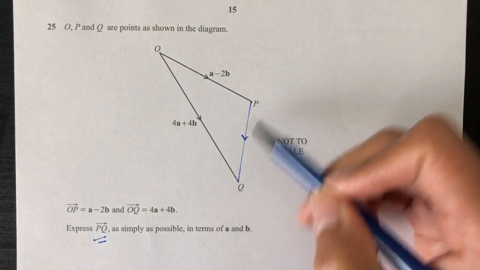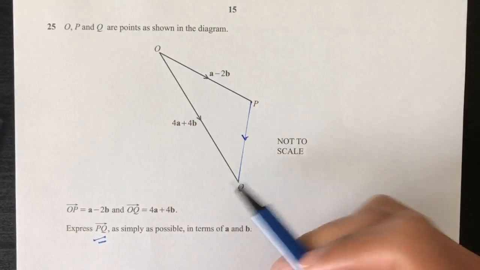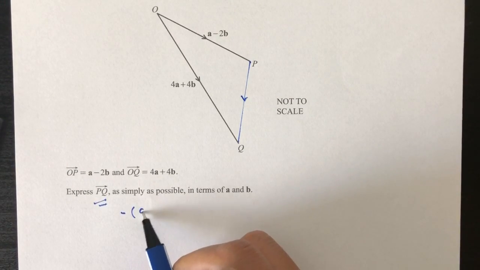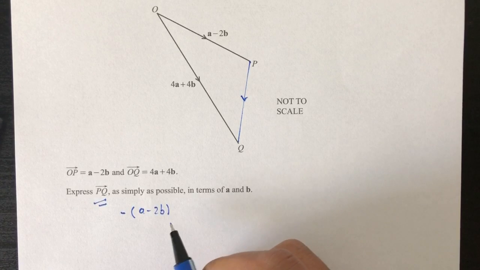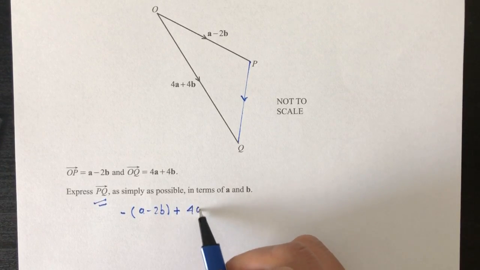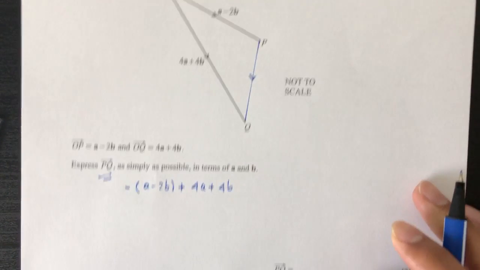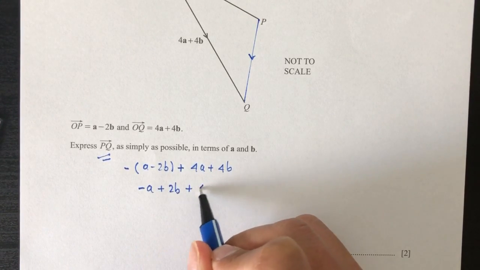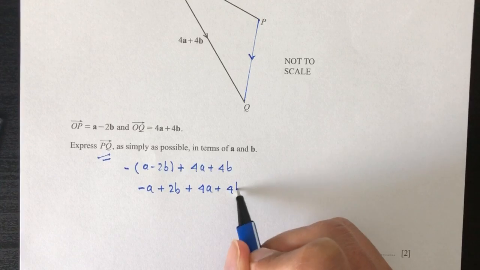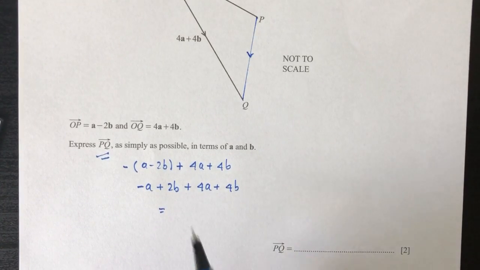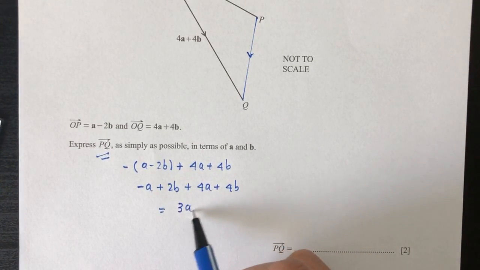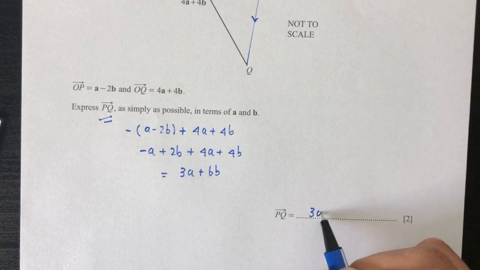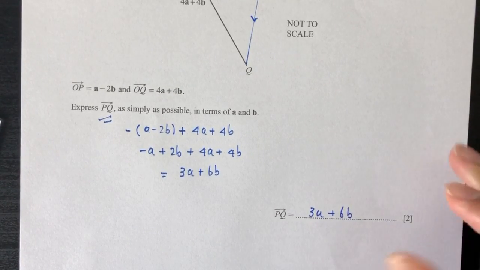So to find PQ, we have to do P going to O, O going to Q. So PO is in the opposite direction, will be minus A plus 2B, plus OQ will be plus 4A plus 4B. That will be minus A plus 2B plus 4A plus 4B. So simplify, 4A minus A will be 3A plus 6B. So 3A plus 6B will be PQ.